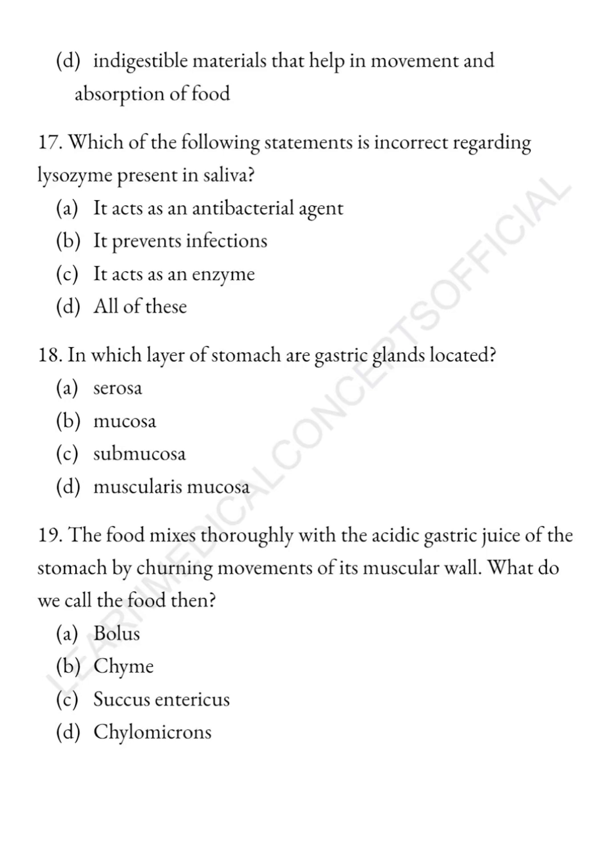And the correct option is option B. Gastric glands are located in the epithelial layer of the mucosa of the stomach. 19th question. The food mixes thoroughly with the acidic gastric juice of the stomach by churning movements of its muscular wall. What do we call the food then? Option A, bolus. Option B, chyme. Option C, succus entericus. Option D, chylomicrons. And your time starts now.